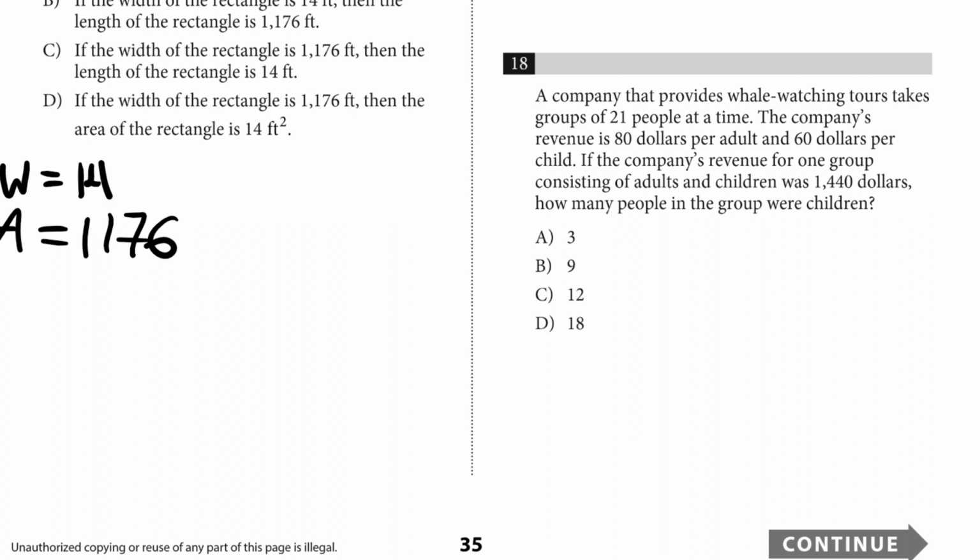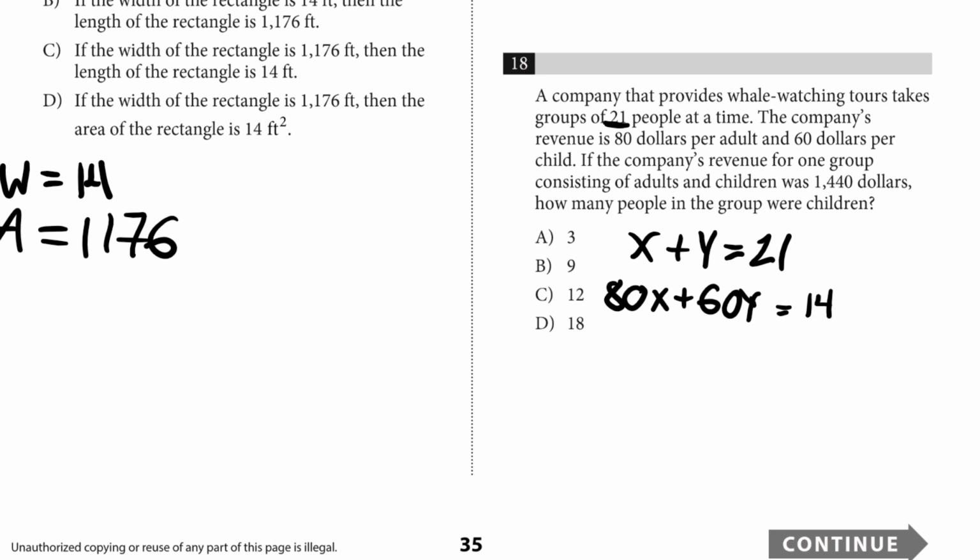So same thing here, we're going to come up with two different equations and solve it using substitution. First, to figure out the number of people, we know that the number of adults plus the number of children has to equal 21. And then the cost per adult times the number of adults plus the cost per child times the number of children is going to equal 1,440.